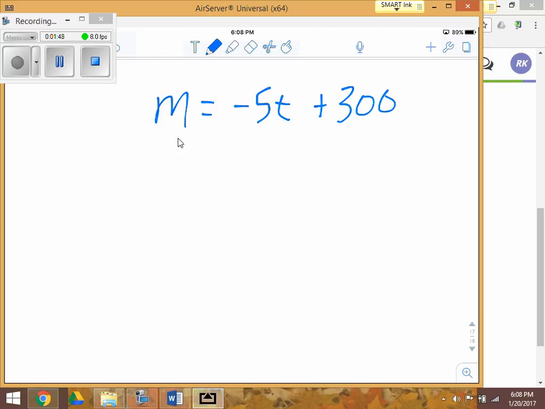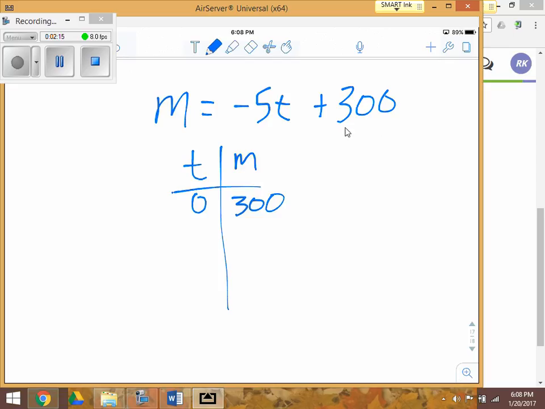All right, so m is equal to -5 times t plus 300. So let's go ahead and put our t table to work here. All right, so let's start with 0. If I don't walk at all, -5 times 0 is 0, plus 300. So if I don't walk at all, I'm going to have the full 300 meters to walk, which makes sense. I didn't walk at all.